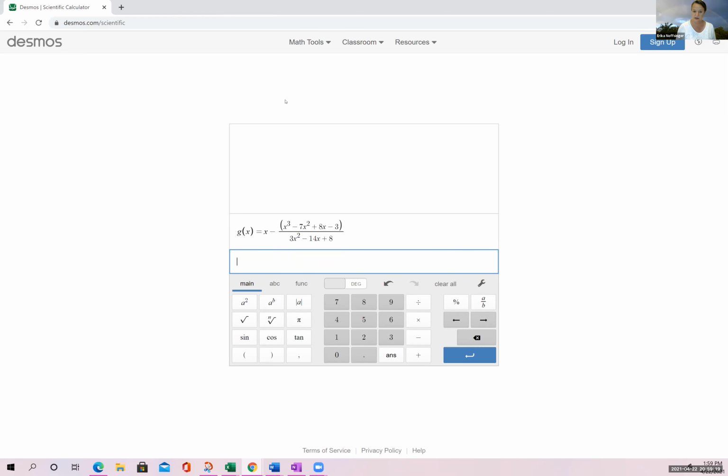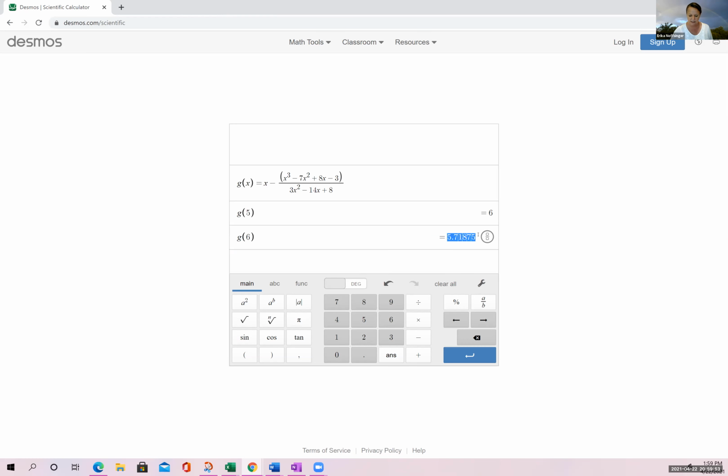Okay. So they told us to first look at g of 5, or plug in 5. And notice that we get 6, and that's what we got before, right? So now let's look at g of 6. I didn't go out as far, but we have 5.71875. We want to continue to do this until we start repeating itself. So we could even go further and find it closer to where it's crossing the x-axis.